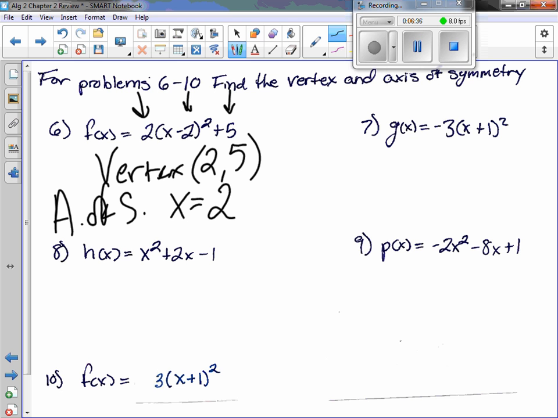Now, if it's in standard form, the vertex is negative b over 2a, comma f of negative b over 2a, and the axis of symmetry is x is equal to negative b over 2a. So we'll look at number 8.